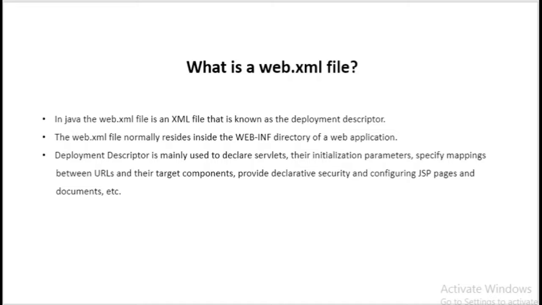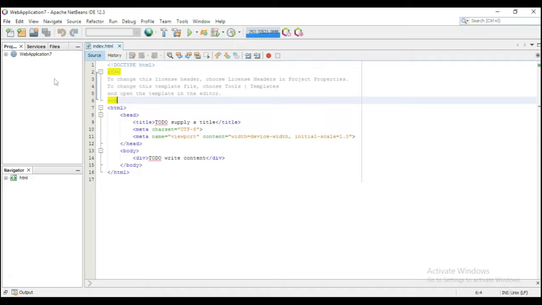Okay, so now let's take a look at how we can use a JSP file and a servlet file with the web.xml file. For that, I'm going to use my NetBeans IDE, and here I've already created an application called web application 7.